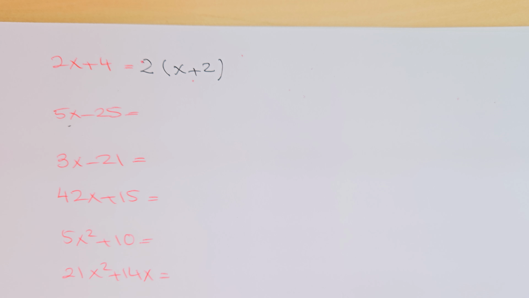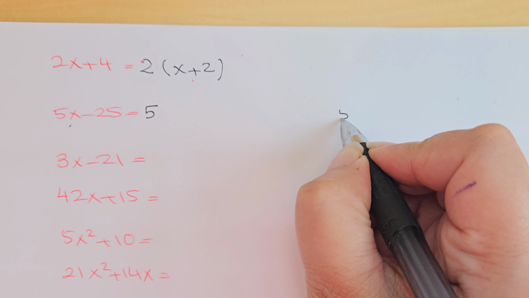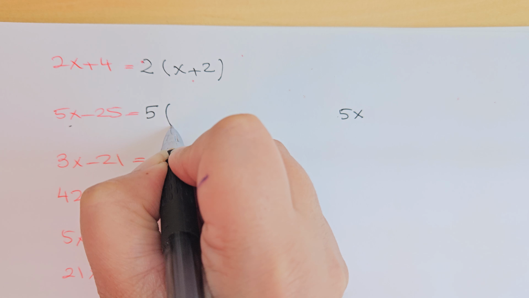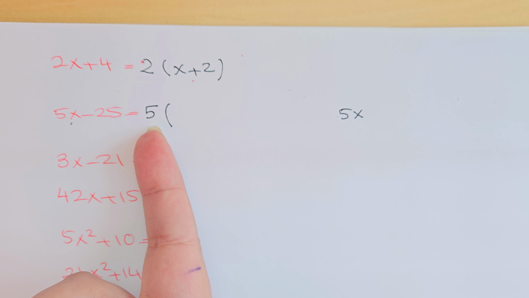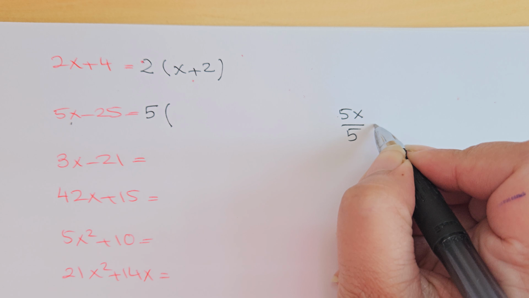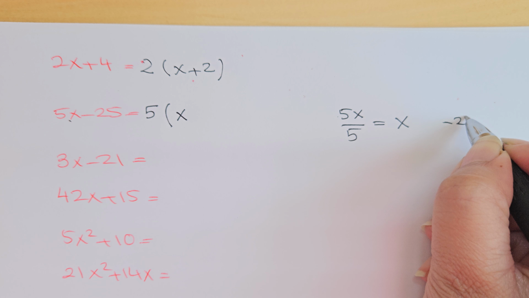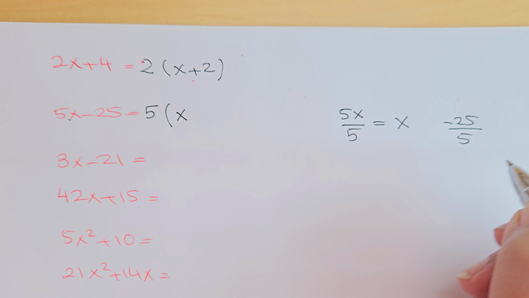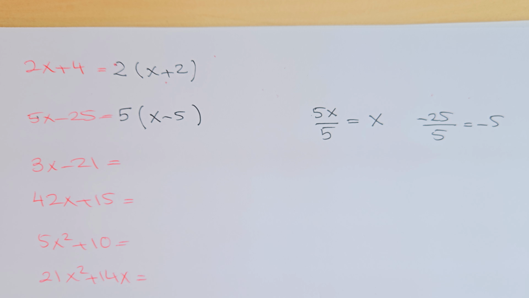How about the second one? 5x minus 25. Correct, 5 is a common factor. How can I find what is left? If I pull out the 5, let's see what is left. The first term is 5x. I pull out the 5. What is left? x. How about the second term? Negative 25. I pull out the 5. What is left? Negative 5. So negative 5.